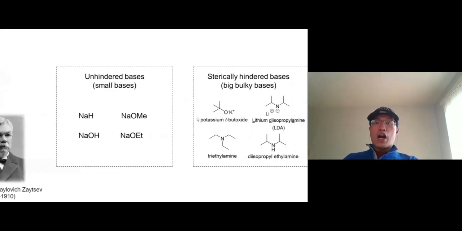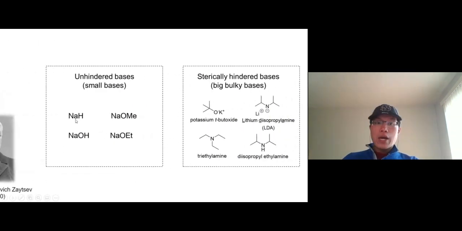Okay, and these are the bases that we're going to be using. We have sodium hydride, sodium ethoxide, hydroxide, ethoxide. The main ones, the sterically hindered bases that you're going to use, are potassium tert-butoxide and LDA, lithium diisopropylamide. Okay, so these are going to be the main ones. You might see triethylamine sometimes and diisopropylethylamine sometimes. It's not a lot. Tert-butoxide and LDA are the main ones.